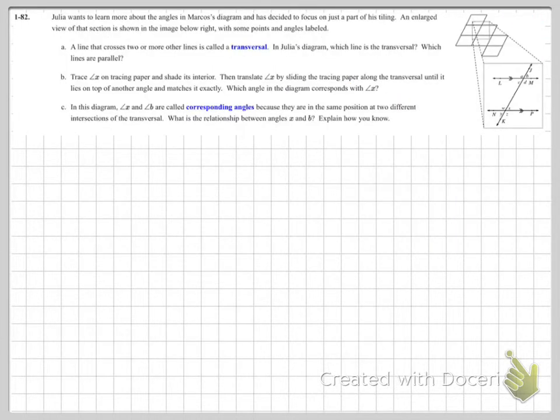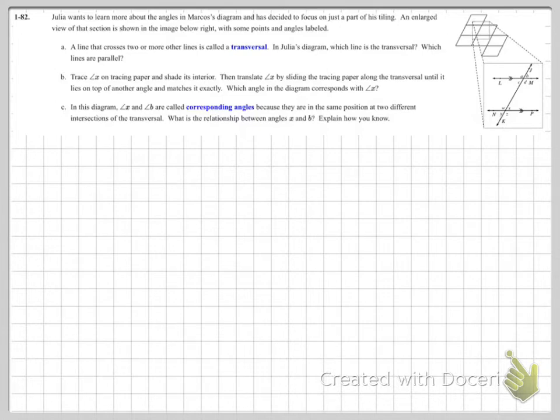Okay, so moving on to the next book question, 1-82. Now we have Julia, and Julia wants to take Marcus's tiling pattern and extract the fact that we've got a whole bunch of parallel lines and these lines going through them. So I have a couple vocabulary words for you here.